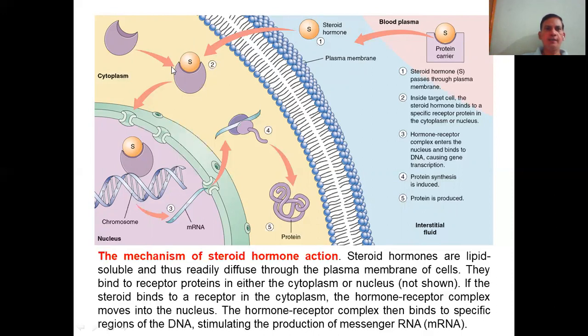Now it has two fates. Either it could bind to a specific protein receptor which is present in the cytoplasm, or it could enter the nucleus and there bind to a specific protein receptor. In both cases, when it is bound to the specific protein, it can get access to the nucleus, the DNA, and the transcription machinery, and it will lead to the formation of messenger RNA. This messenger RNA will move out to the cytoplasm and lead to the process of translation, and the desired protein or the desired effect will be produced.